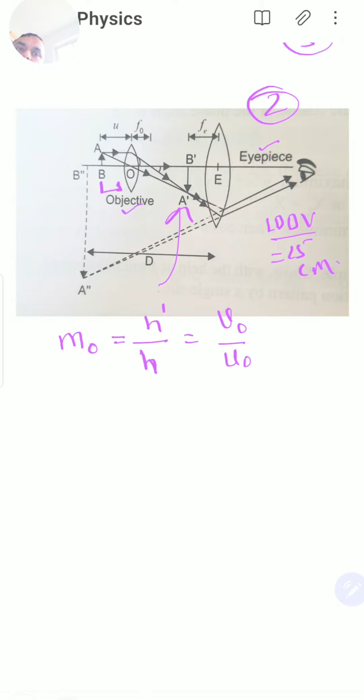When the magnification is due to the eyepiece and the final image formed is at the near point, the magnification by the eyepiece is equal to 1 plus D upon fe, where D is the least distance of distinct vision. Earlier we have studied that. Okay, so these are the two values.